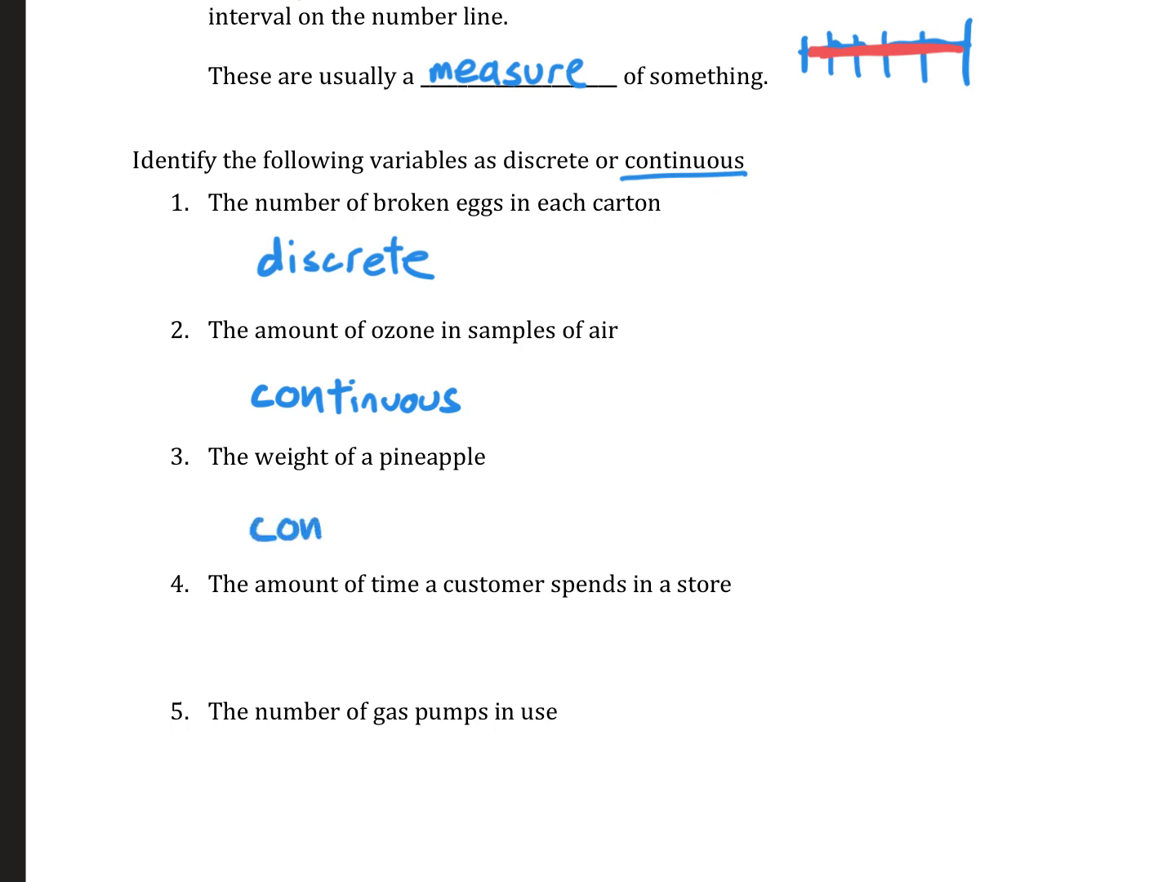Right, so the weight of a pineapple, that does not have to be an exact integer number of ounces. It could be in between. You could have a string of decimals afterwards. So that's continuous. The amount of time someone spends in the store, that is also continuous. They could stay in the store an extra tenth of a second, an extra 0.347 seconds. And then the number of gas pumps in use, that is discrete. That is found by counting, and it must be a whole number.